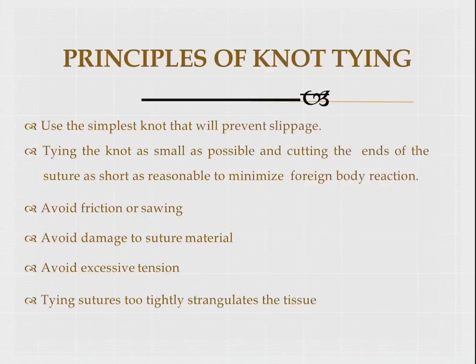The principle of knot tying, if we talk about, it uses the simplest knot that will prevent the slippage, tying the knot as small as possible and cutting the ends of the suture as short as reasonable to minimize the foreign body reaction. It should be tied in such a way that it avoids friction or sawing. It should avoid damage to the suture material. It should avoid the excessive tension, and tying the sutures too tightly strangulates the tissue.